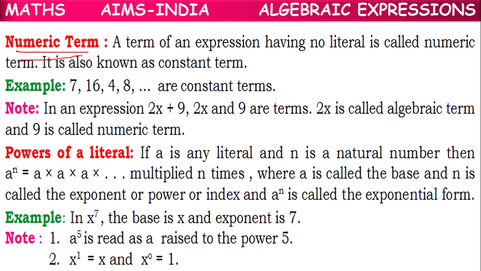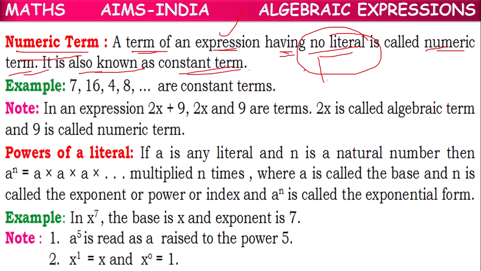So, numeric term. Numeric term is a term of an expression having no literal. There is no variable, no literal. If such expression, we call it as numeric term, or it is also known as constant term. Like 7, 16, 4, 8, these are all constant terms because they don't have any variable in them.